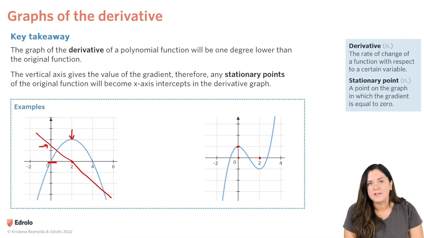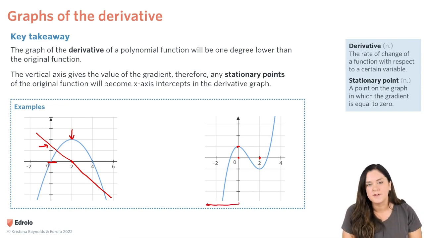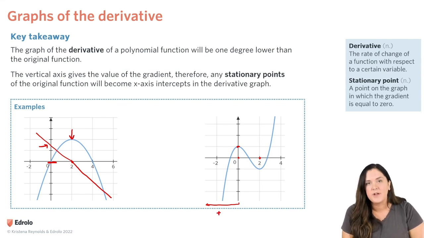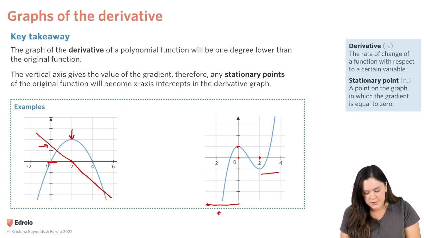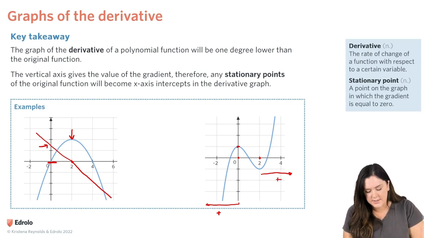Now I'm looking for areas of positive gradient. So from here onwards, so from negative infinity up to 0, but not including 0, our gradient is positive. And then from 2 onwards, so 2 to infinity, we also have positive gradient. And then in between 0 and 2, our graph is going downwards, so we have negative gradient here.